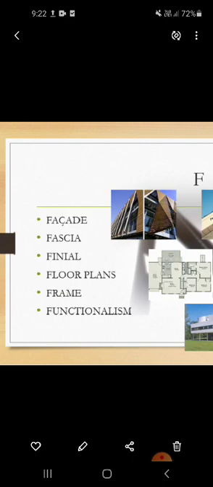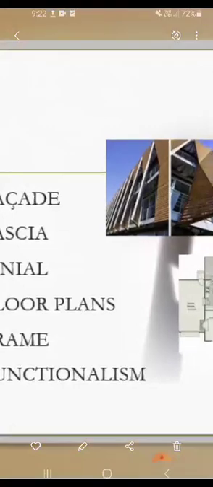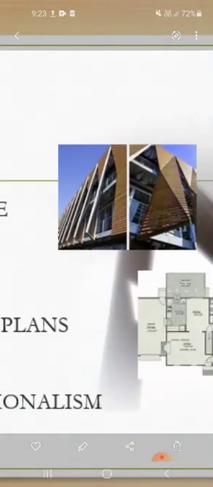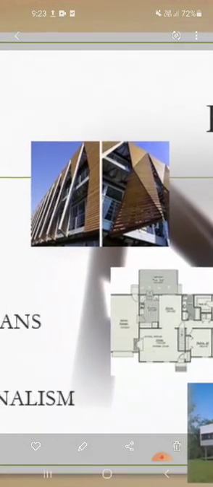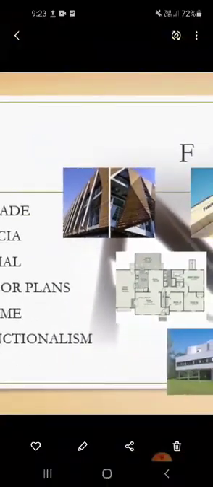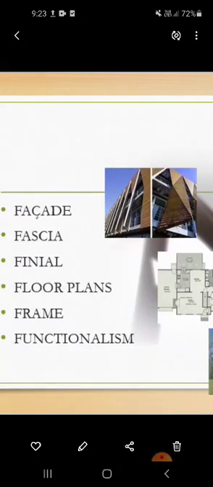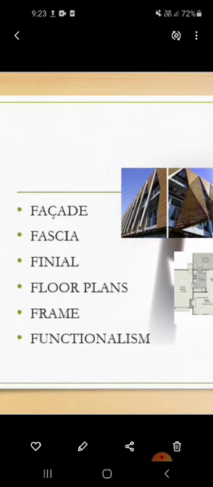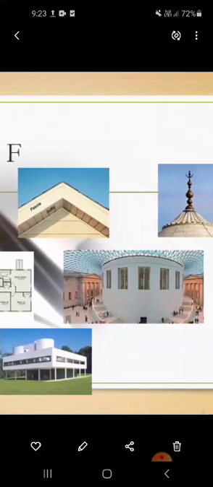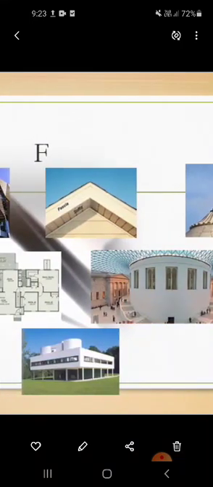Okay? So that's facade. Now I have incorporated the image of a facade which looks crazy to me, which I like. Okay, projecting shapes and all. Now the next word is fascia. What is fascia? It's a plain horizontal band that traditionally forms part of a classical entablature.